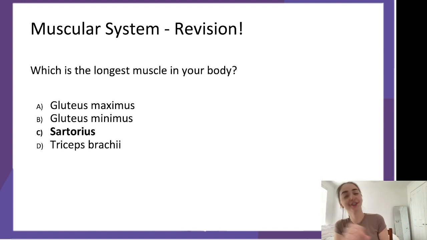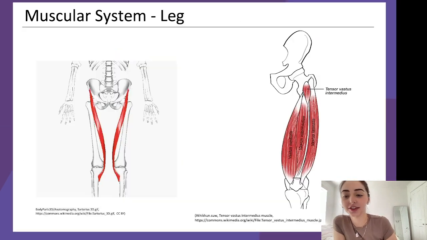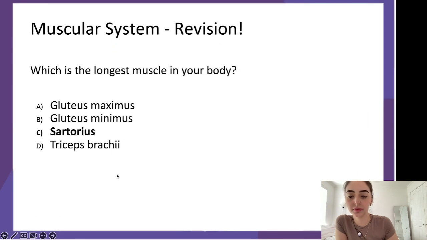All right, sartorius, yes. Sartorius is this muscle. It's the longest muscle in your body, okay? You can see it's really long. Not to be assumed is the gluteus maximus. A lot of people think that's the longest muscle in your body. That is incorrect. The sartorius is. The gluteus maximus is your buttocks or your posterior. And then below that you have the gluteus minimus. Okay, and then triceps brachii is behind where we had the biceps brachii. Imagine anatomical position, biceps brachii, triceps brachii.